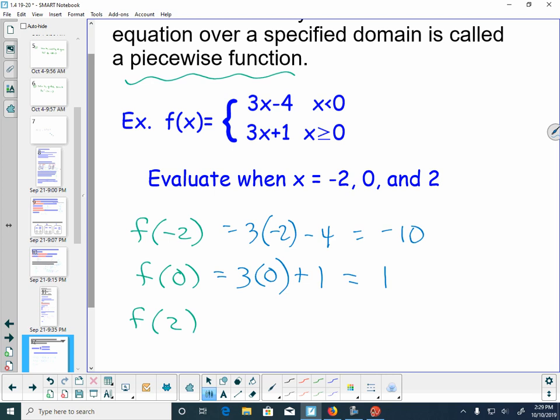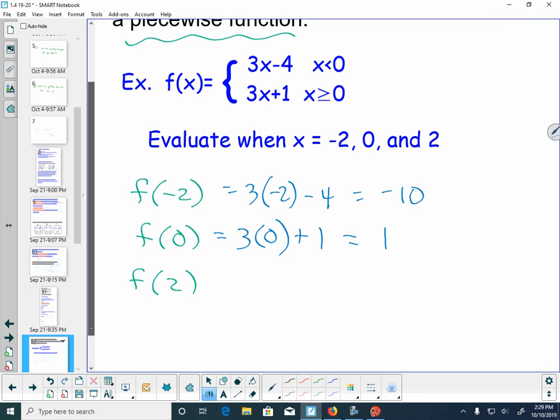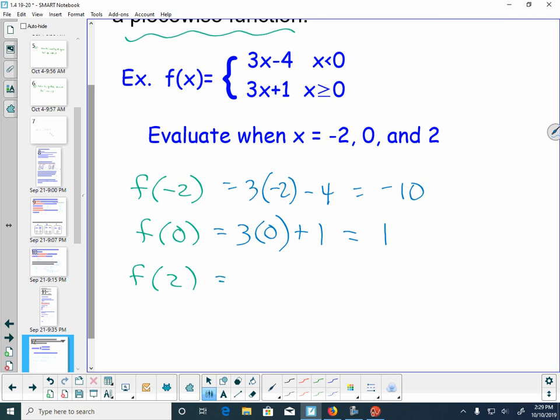All right, what about f of 2, Brian? You would plug in, so f of 2 equals 3 times 2 plus 1. You're plugging it into the second equation? Because 2 is greater than or equal to 0? And we're getting 7. Are we okay with this? All right.